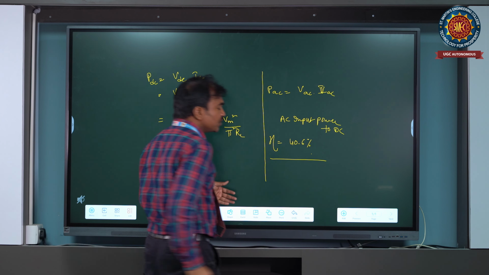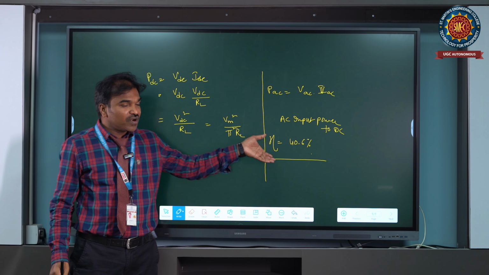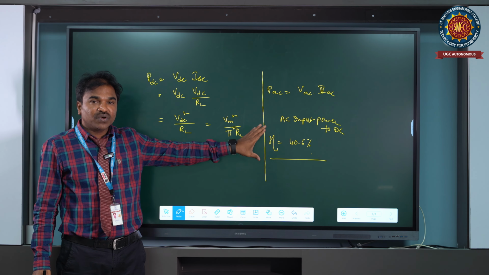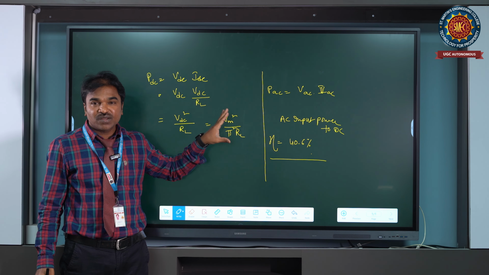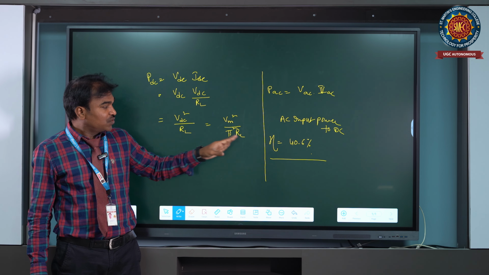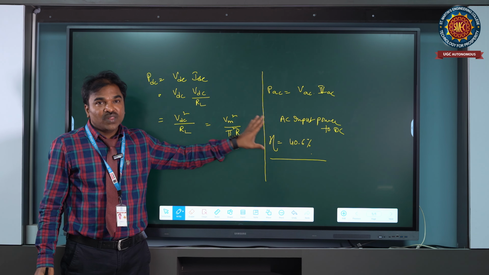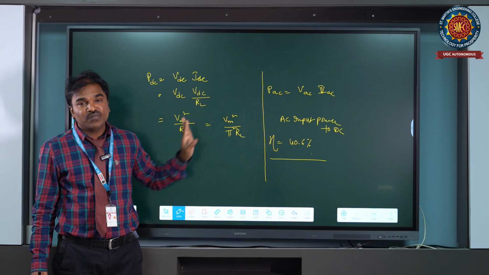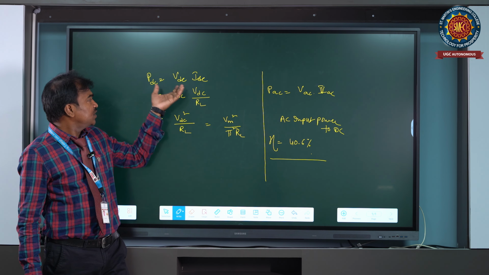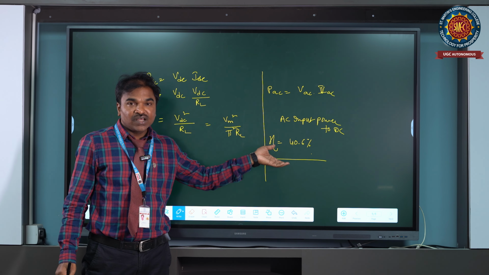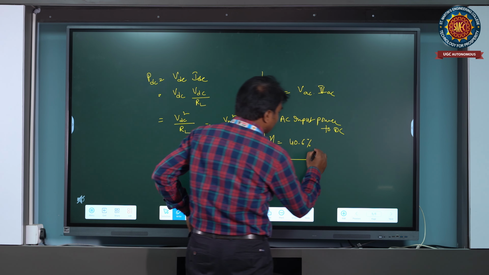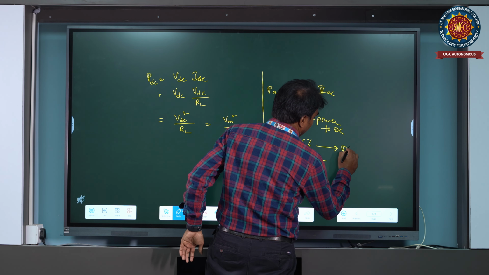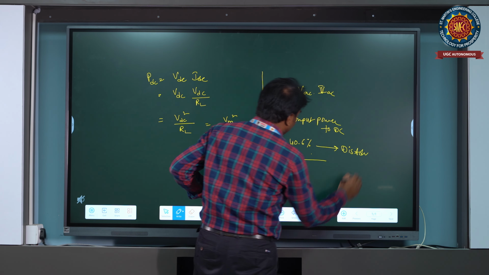Only 40.6% of the AC input power is converted into DC, so this is the biggest disadvantage. How to overcome this disadvantage? The efficiency is less, and this is one of the disadvantages of this circuit.